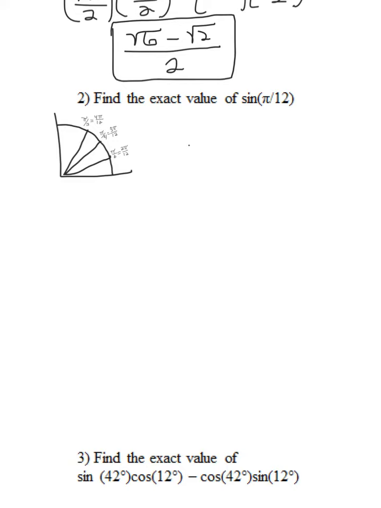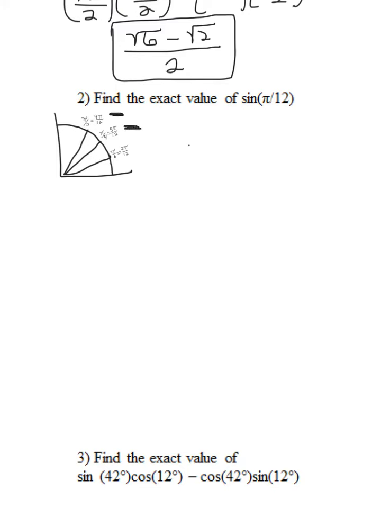All right, so which of these angles could we use to get to pi over 12? Well, I could subtract 4 pi over 12 minus 3 pi over 12. That would get me pi over 12. So let's go ahead and use that. We're going to use this one and this one.